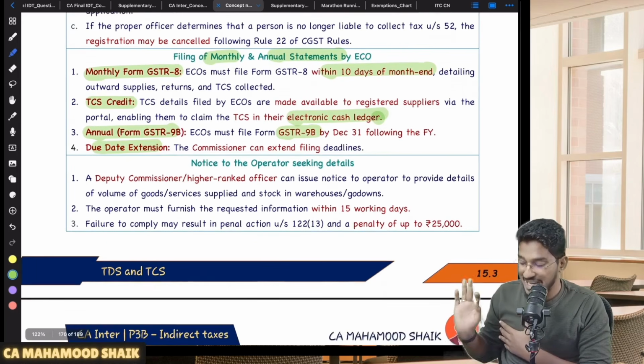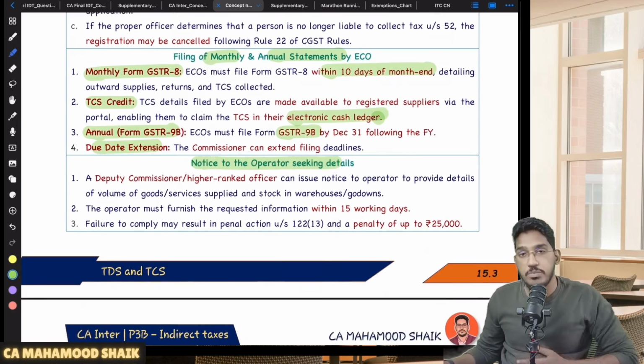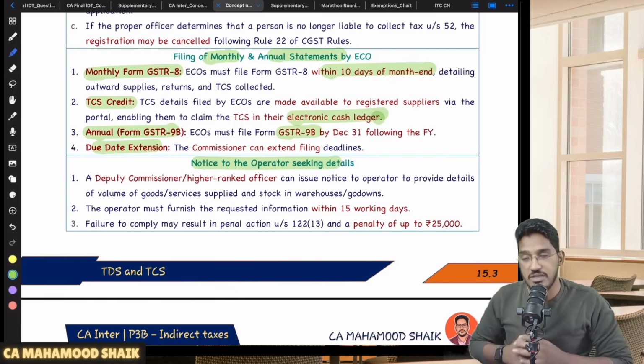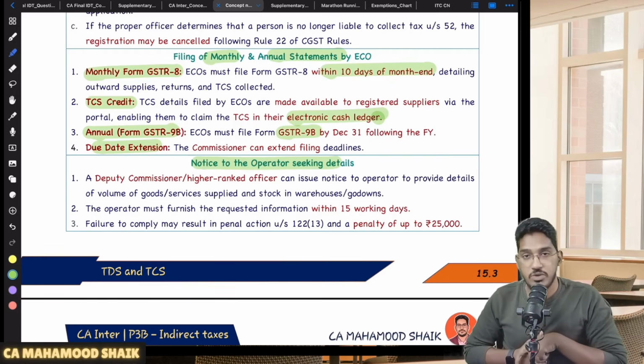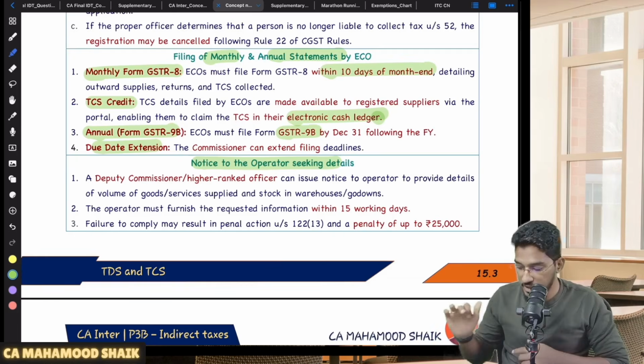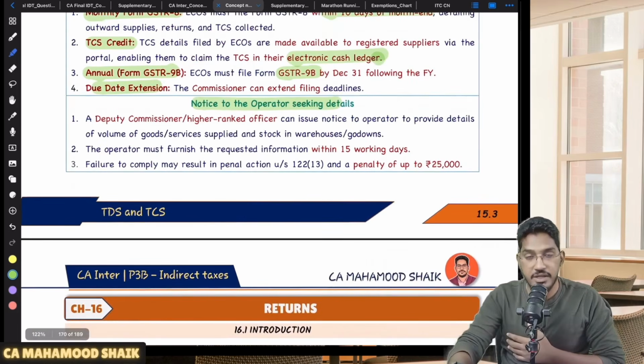These due dates can be extended. And also the proper officers can send a notice to the e-commerce operator to provide additional information. If the proper officer feels that some extra information can be obtained from the e-commerce operator, they can even issue a notice to the e-commerce operator to share that extra information. Clear? That's all. With this, we have completed TCS and TDS related provisions.